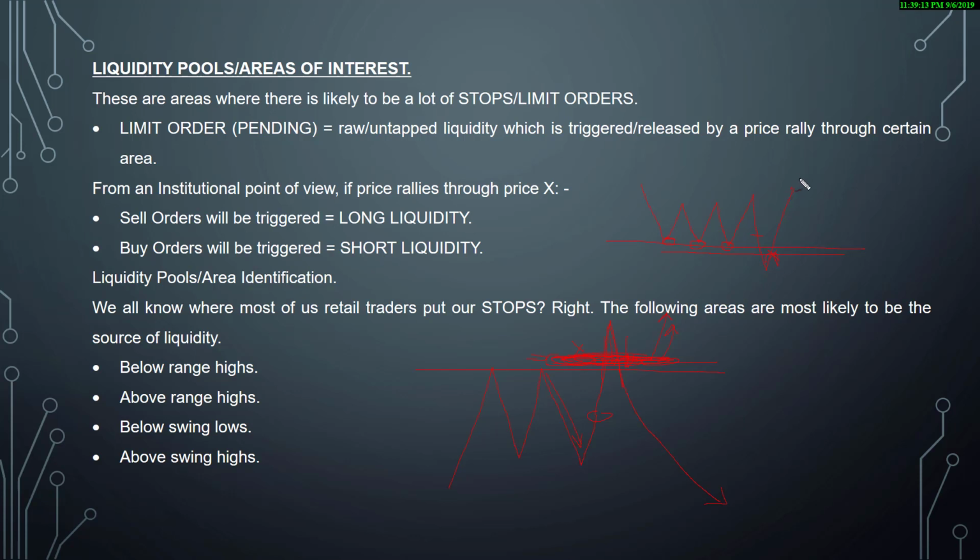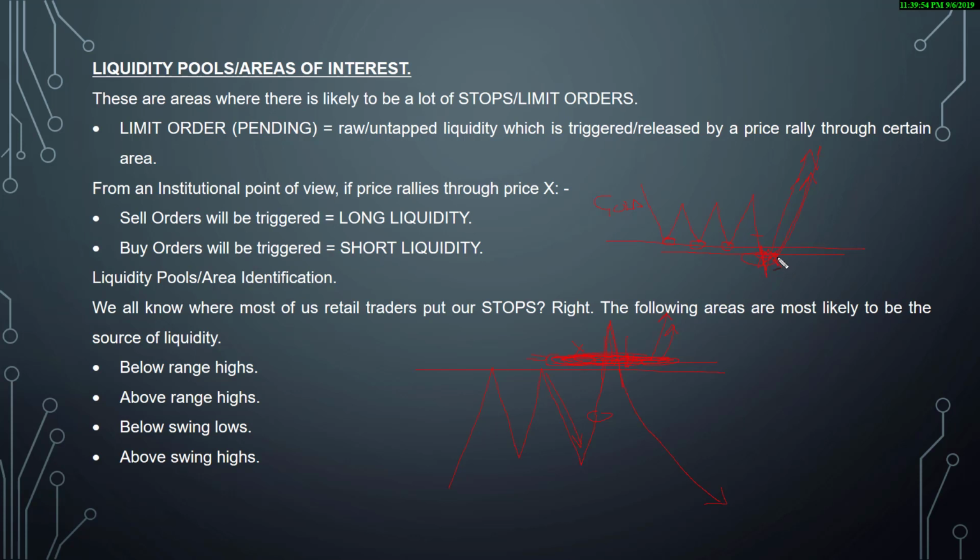Instantly comes back and it rallies without even looking back. So that's how it looks from an institutional point of view. So this rally into this price area, which is X, creates the long liquidity for the institutional traders to buy into this asset. Say for instance, this is gold, right? When the price rallies here, and then they take it to the upside, right? So price X represents a liquidity pool.